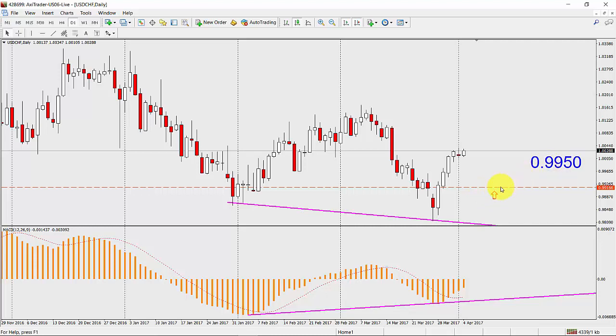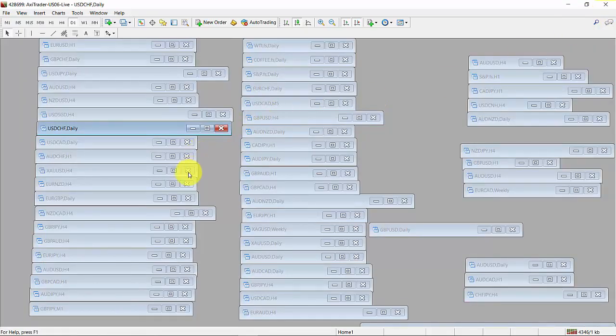Maybe it comes down to 99, goes as low as 99.09 and then closes up here at 99.50. I would say yes, and I would look to get in on a breach of that high.